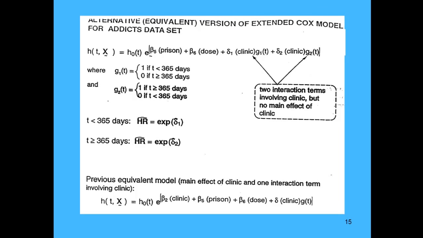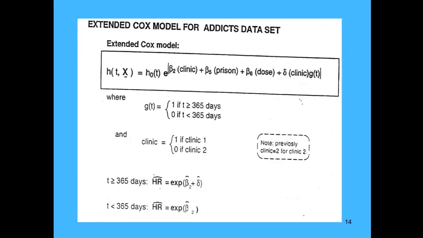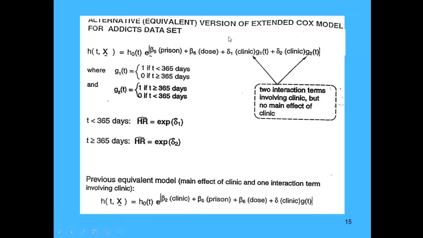Well, it's a different model. How do you know it's a different model? Well, it's got prison and dose like in the previous one, but now what's going on here? It has two time-dependent variables in the model, and it doesn't have clinic in the model by itself. In the previous case, clinic was in the model by itself, and then there was one time-dependent variable. Now I don't have clinic in the model, but I have clinic times G1 of t and clinic times G2 of t. It's a different model. But actually, it's not a different model, as we'll see.